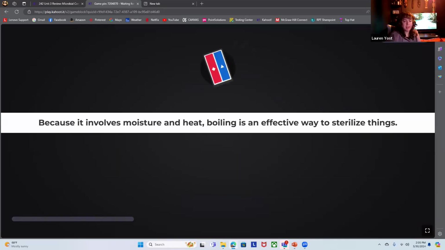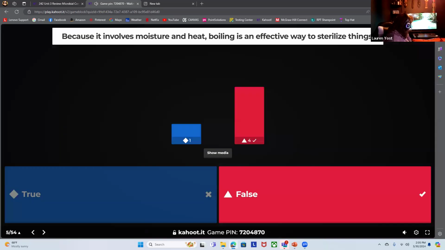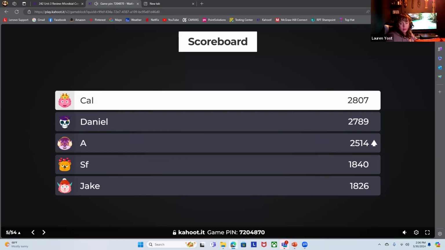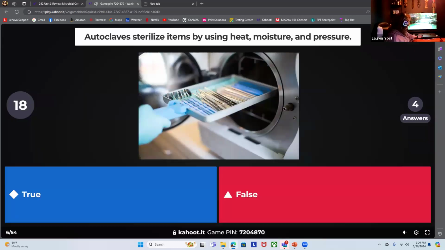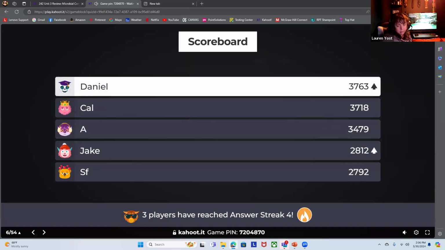All right, true or false? Because it involves moisture and heat, boiling is an effective way to sterilize things. All right, so that's going to be false. Boiling does not get rid of the endospores, so that's the reason why it's not good for sterilization. True or false? Autoclaves sterilize items by using heat, moisture, and pressure. That is true. Good job, guys. That one's a pretty straightforward, easy one.